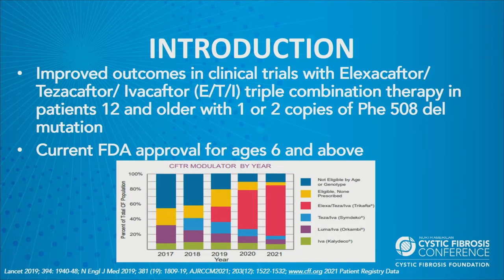A couple of years ago, we had the approval of triple combination modulator therapy. The combination of elexacaftor, ivacaftor, and tezacaftor, when administered to patients who were homozygous for the phenylalanine 508 deletion mutation, was found to have significantly improved pulmonary function, better respiratory quality of life scores, as well as lower sweat chloride, when compared to dual combination therapy with tezacaftor and ivacaftor. When this medication was tried in patients who had one copy of the phenylalanine 508 deletion mutation, there was a 14% improvement in FEV1, fewer pulmonary exacerbations, and decreased sweat chloride, but this was compared to placebo.